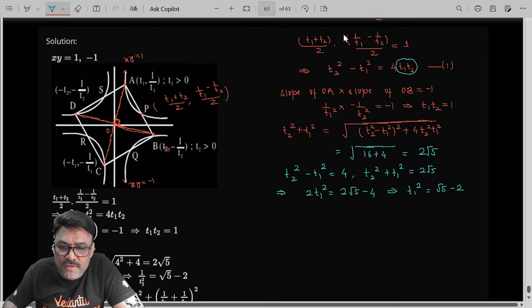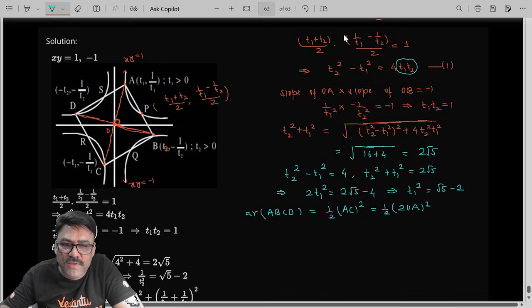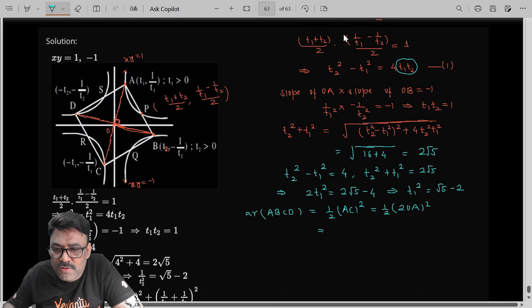Now if I find the area of the quadrilateral ABCD, the area of a square can also be written as half diagonal square. So it can be written as half AC square. Area of a square is half diagonal square. And diagonal AC can be written as 2 times OA. So it can be half of 2 times OA whole square. So it is basically 2 times OA square.